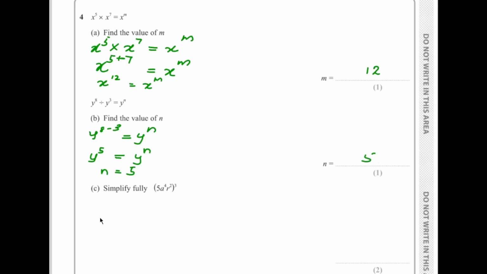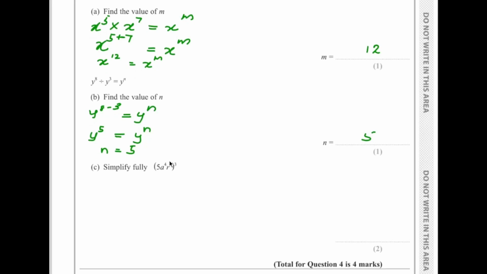Next one, when you have brackets, try to simplify inside the brackets if there is any simplification. If not, everything stays inside the bracket. Here in this case, (5a^4 r^2) raised to the power of 3. The meaning of this is that there's a power outside the bracket, so you need to apply this 3 to this one, to this one, as well as to this one. In this case, there is an invisible 1 as the power.